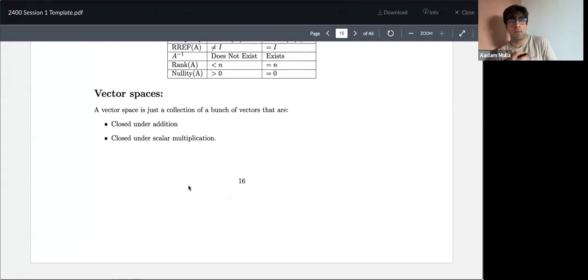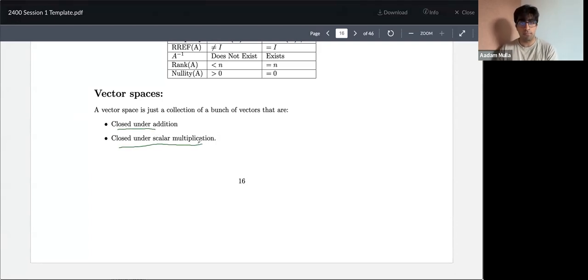Okay, now we're going to talk about vector spaces. This is probably where things are going to get a little bit new in terms of material. So what a vector space is, it's just a set of vectors. So it's a box of vectors. You think about it, you have a box, and inside it you have a bunch of vectors. Okay. Now these vectors satisfy two conditions. They're closed under addition and closed under scalar multiplication.